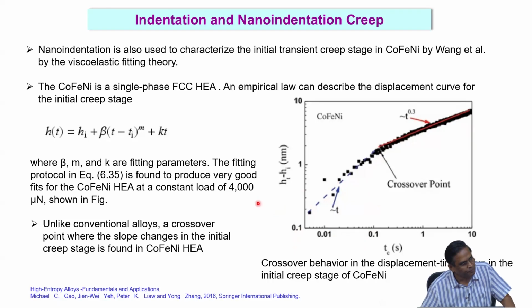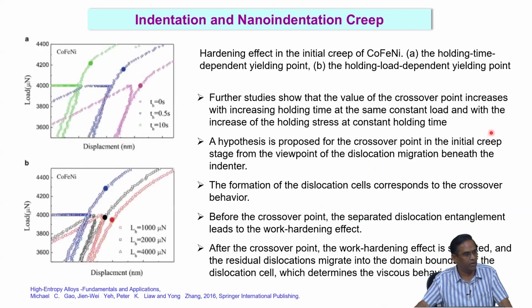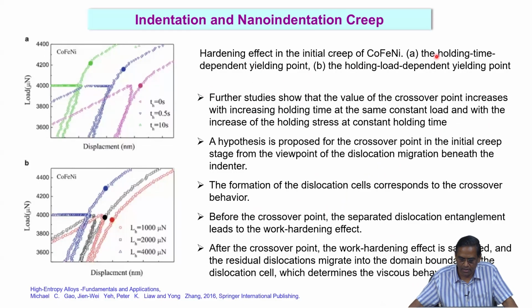That is the idea. Of course, they will use all sorts of error fitting, but they have not given the details for this idea. But generally, when you say fitting parameters, they are capturing a major material response by plotting this. There is something called the crossover. And the crossover means one deformation mechanism is changing to another deformation mechanism. That is the idea. Okay. So that is what is shown here. You can see the holding time dependent yielding point and the holding load dependent yielding point, they are all shown in this plot.